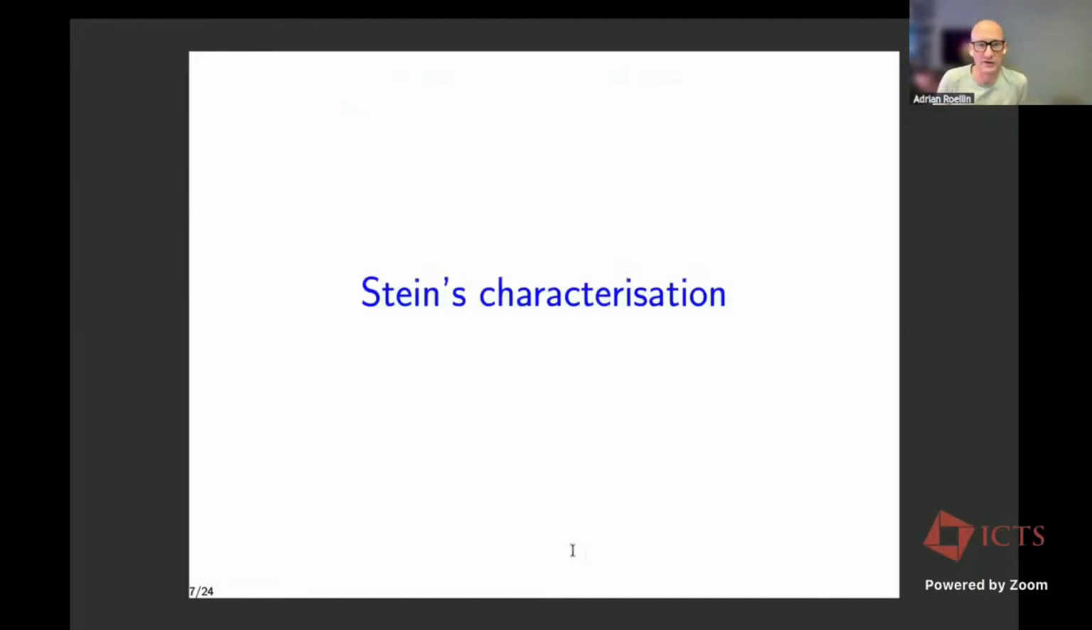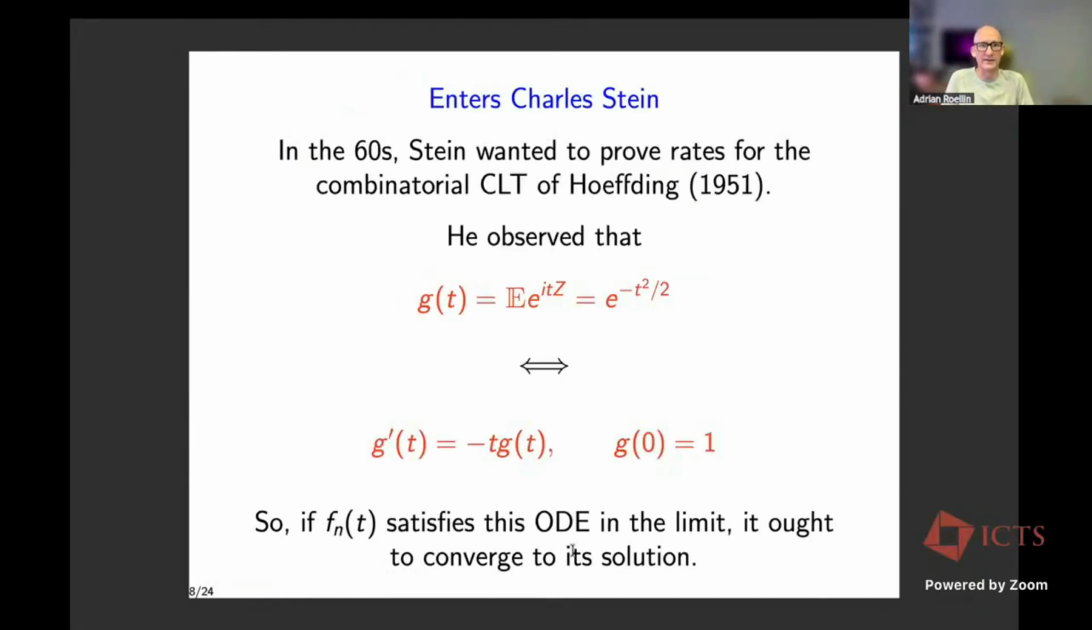Now enters Charles Stein, a statistician at Stanford in the 60s, and he wanted to prove a central limit theorem for what's called a Hoeffding statistic. I don't want to go into the details of that, but for the lecture he was presenting, he wanted a different proof than the one using characteristic functions. And this is the following observation that he made.